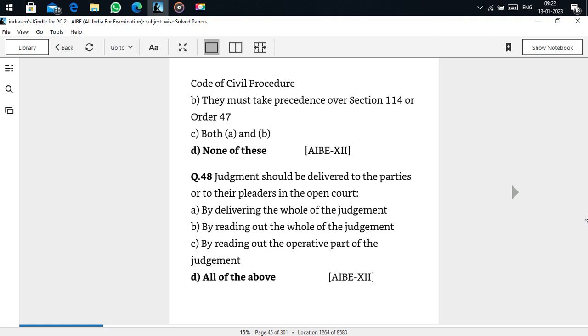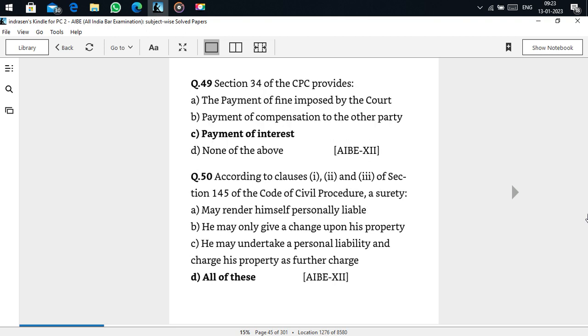Judgment should be delivered to the parties or their pleaders in the open court by delivering the whole judgment, by reading the whole judgment, and by reading out the operative part of the judgments. All of these are correct. Section 34 of the CPC provides the payment of fine imposed by the court, payment of the compensation to the party, payment of the interest, none of the above. Section 34 talks about the payment of the interest.